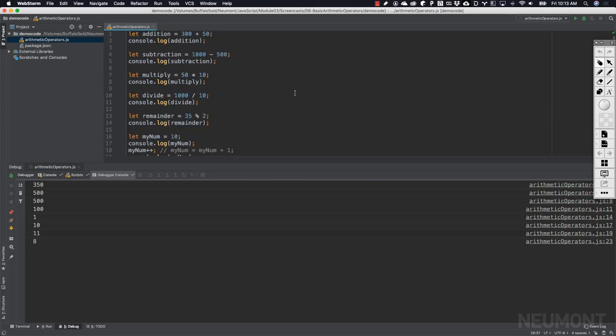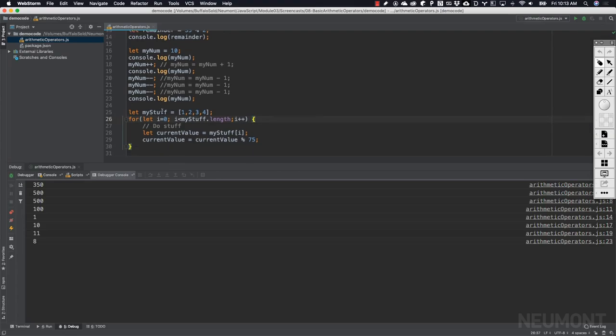Now, hopefully that helps you out. We've got our addition, our subtraction, our multiply, our divide, our remainder, and then two cool new ones that you don't see in traditional math, and that is the increment operator right here, and then the decrement operator.